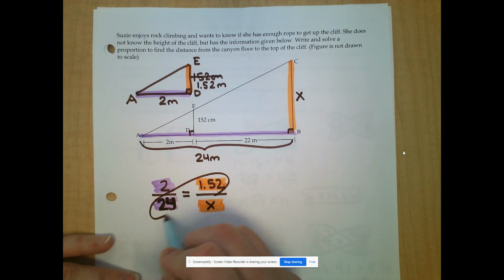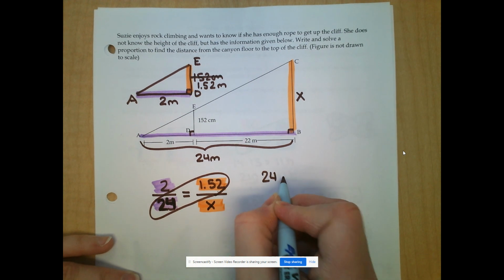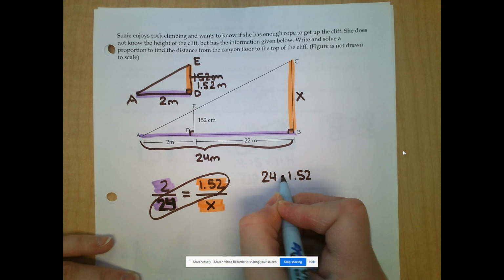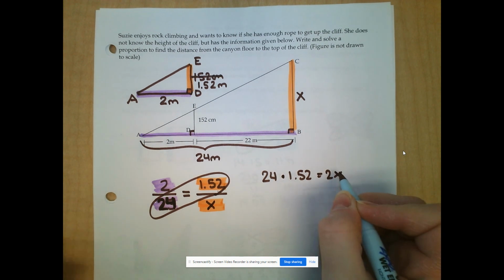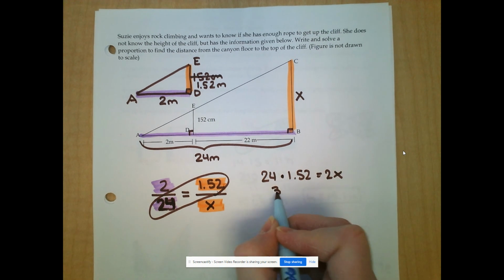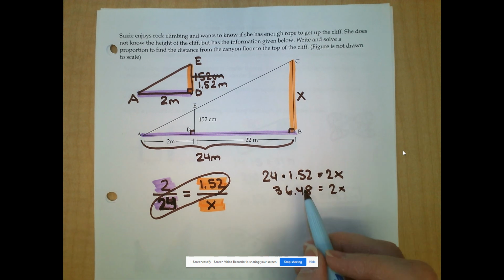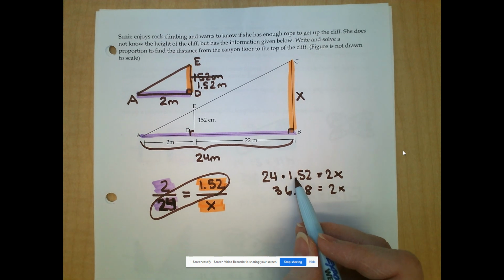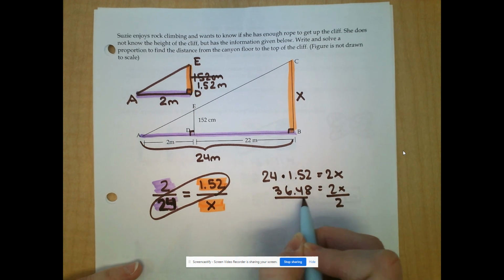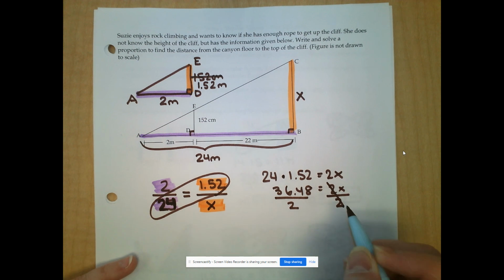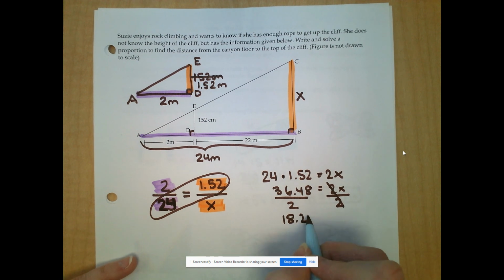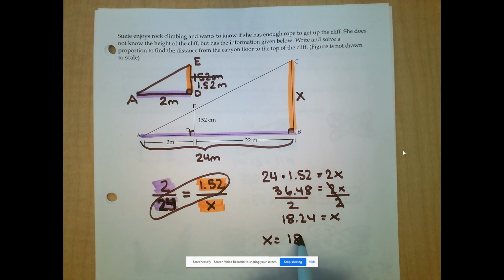So when I go to cross multiply, 24 times 1.52 has to equal 2 times x. I'm going to get 36.48 equals 2x. All I did was multiply the two numbers that are on the same side together. Divide both sides by 2 because it was a one-step multiplication. 18.24 equals x. So I'm going to say x is 18.24 meters. And that is the cliff.